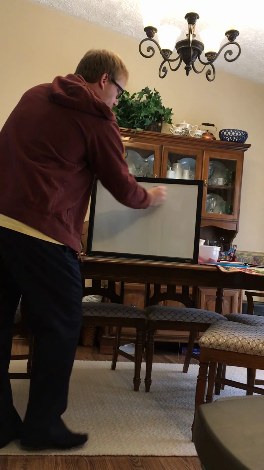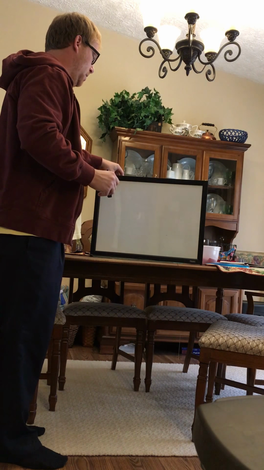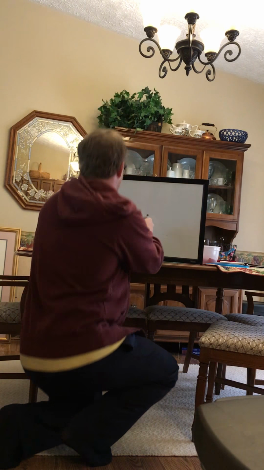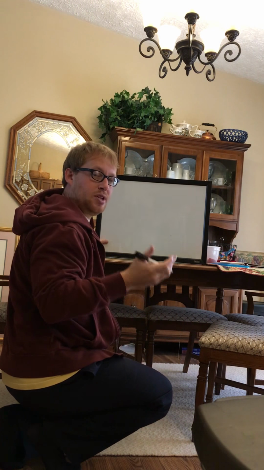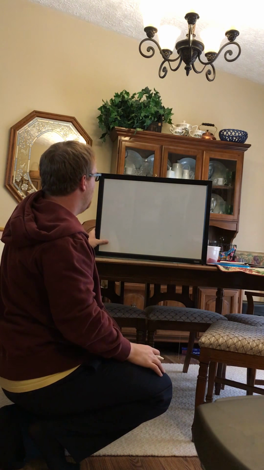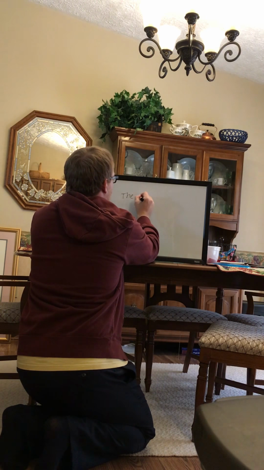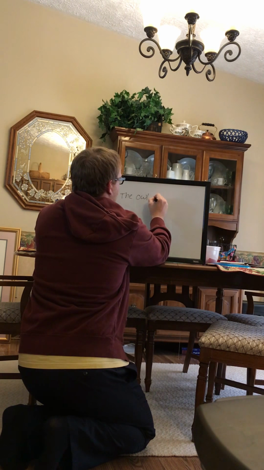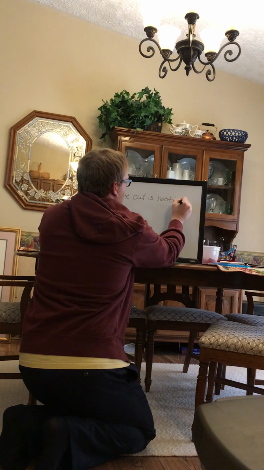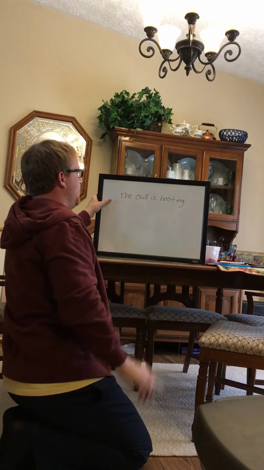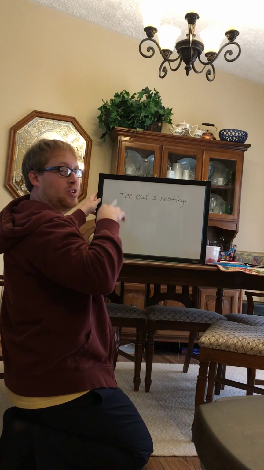So the first thing we're going to cover today is when we use a period. We're going to use a period when we're writing general sentences or statements, such as, the owl is hooting. And we're going to end that with a period. It's not a question. We're not saying it emphatically. So we're just going to end that with a general period.